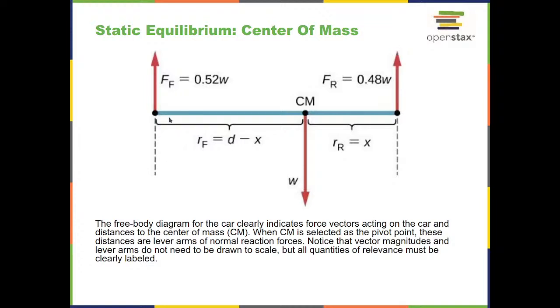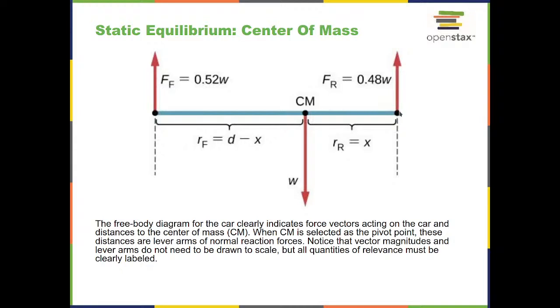And somewhere along the length of the car, so this total length is d, 2.5 meters, there's a center of mass, which is where the weight applies. So now if we know that we're in static equilibrium, we can use this to calculate where that center of mass is located. In other words, what is the distance x between the center of mass and the rear tires.